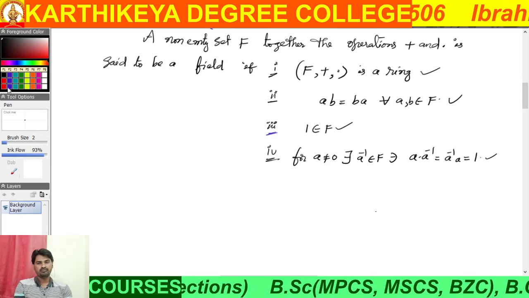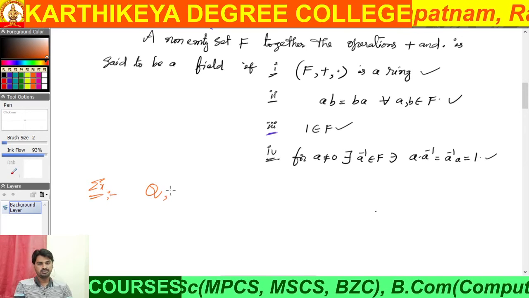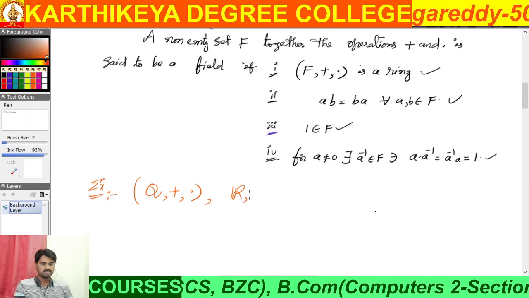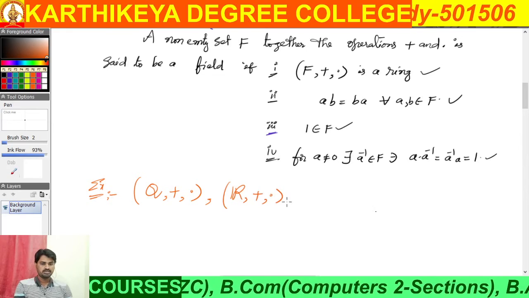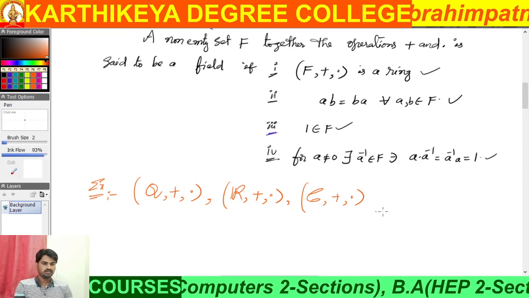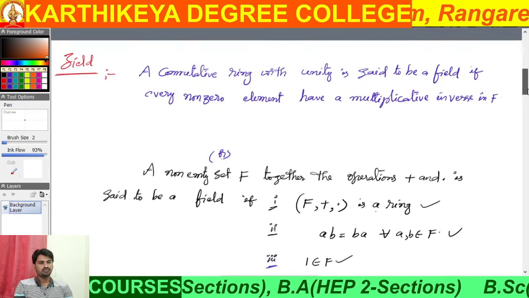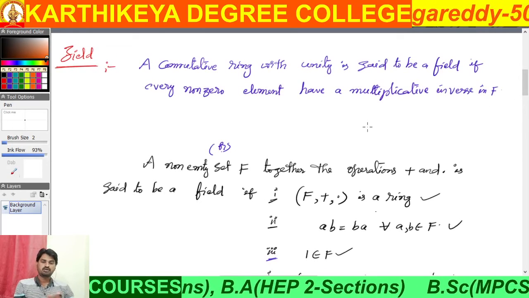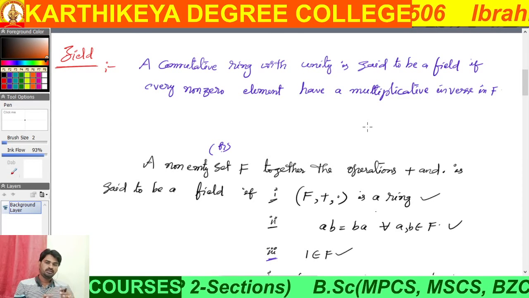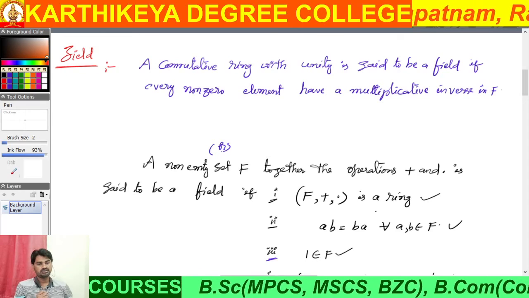Now the field examples are just three fields: Q plus dot, this is a field. Next one, R, real numbers, R plus dot is the field. Next one, C plus dot, they are the field. Okay students, so they are the major definitions of the basic concept of the vector space. Okay, first you have to read them properly. After that we can start the vector space topic. So first you have to learn these definitions also.